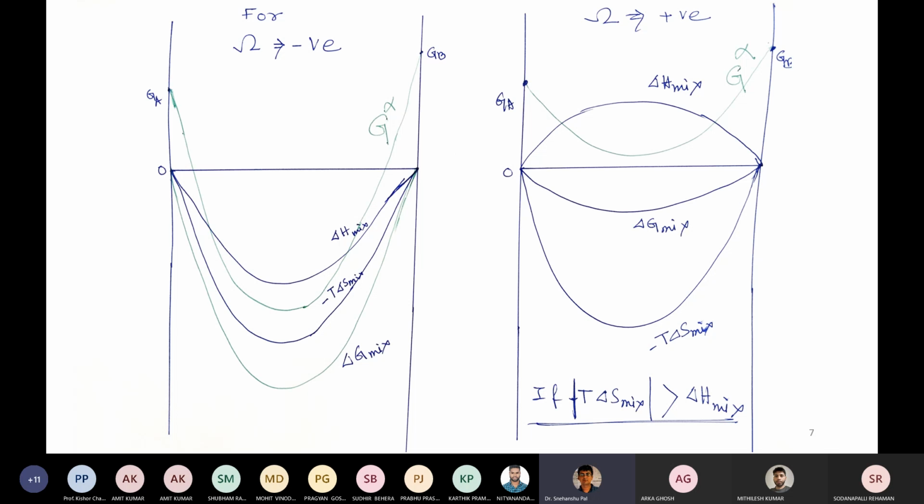This is a very important section one should understand. When tau is positive, you cannot rely only on the positive tau value. You also have to consider the comparative value of capital T multiplied by del S mix and del H mix. Then only can you properly draw the G alpha, the Gibbs free energy for that particular alpha phase. Otherwise, you cannot.